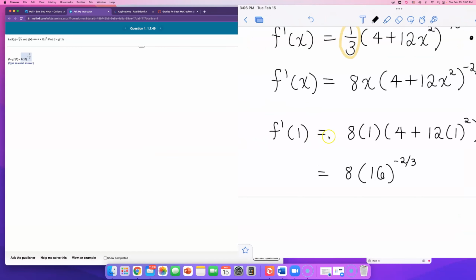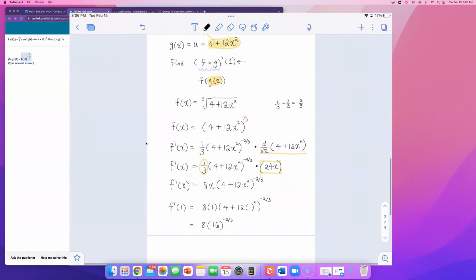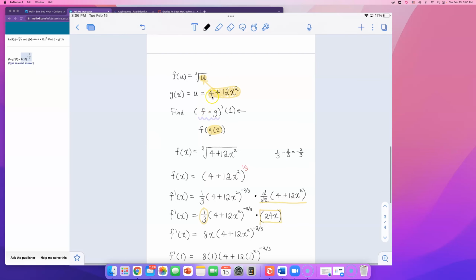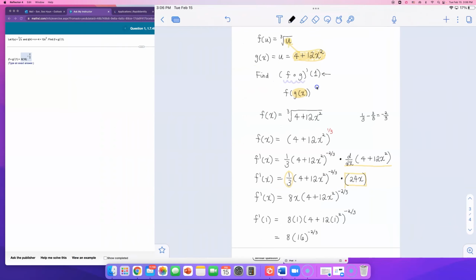So yes, I do this by writing a composition of functions first. Plug that g into f of u, and then just take the derivative of that function using the chain rule. When you find f prime of x, plug in the number they gave you. That's how you can do this problem.